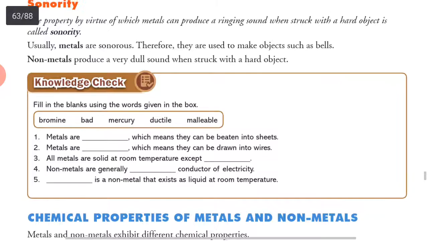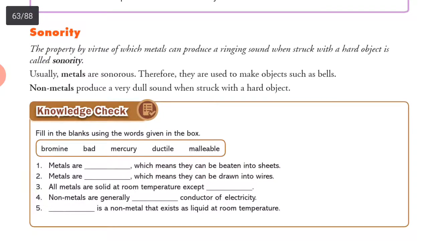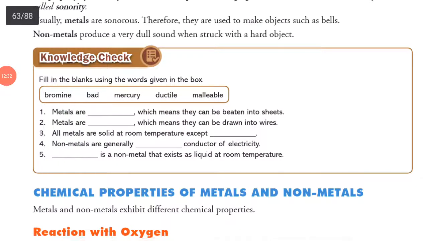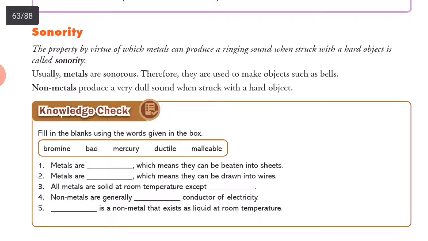Okay, so now let's check out what we learned till now. Let's check our knowledge and fill in the blanks. Metals are malleable, which means they can be beaten into thin sheets. In the first blank, we fill in malleable. Second, metals are ductile, which means they can be drawn into wires. In the second blank, we fill in ductile.